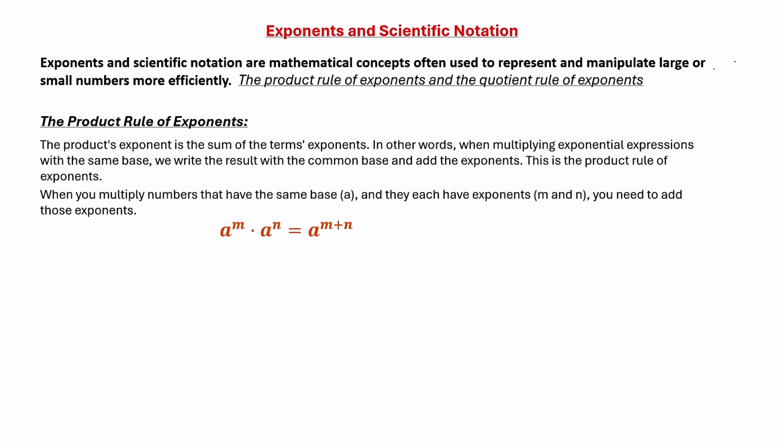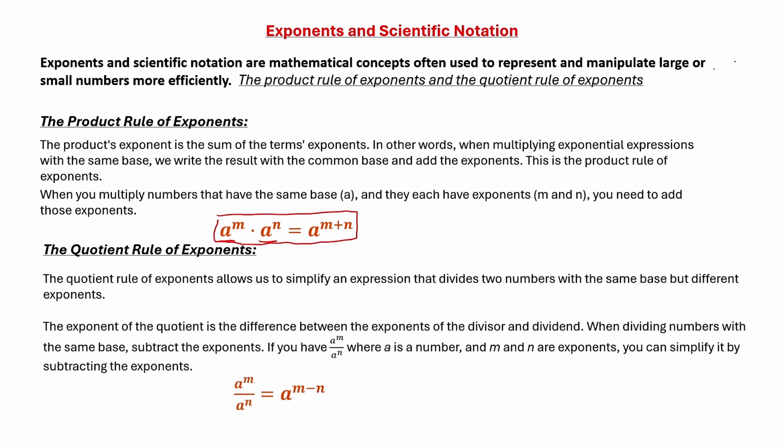The product rule of exponents. You guys can read the definition. I'll explain in the simple form. When you multiply numbers that have the same base and they each have exponents, you need to add those exponents. As you can see in this example, we have a raised to m multiplied by a raised to n, which means that we have a common, same base a, and we're going to add the exponents, where m and n are the exponents. So a raised to m plus n. We need to remember this formula for the product rule of exponents.